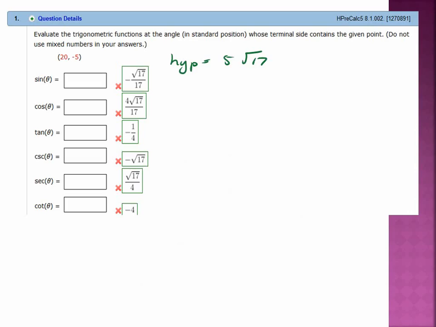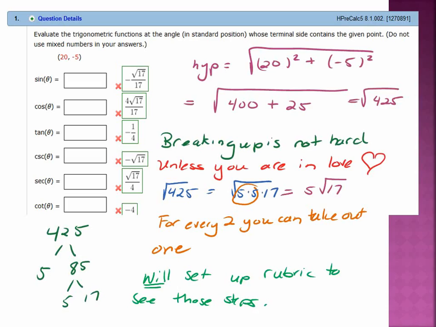So the hypotenuse is 5 square root of 17. So when you took out the 5, the other 5 disappeared? Right, because what happens when you have 3 times 3? It's 9, right? When you take the square root of 9, you get 3. You only get 1 3 back. Oh, okay. That's why. Thank you.